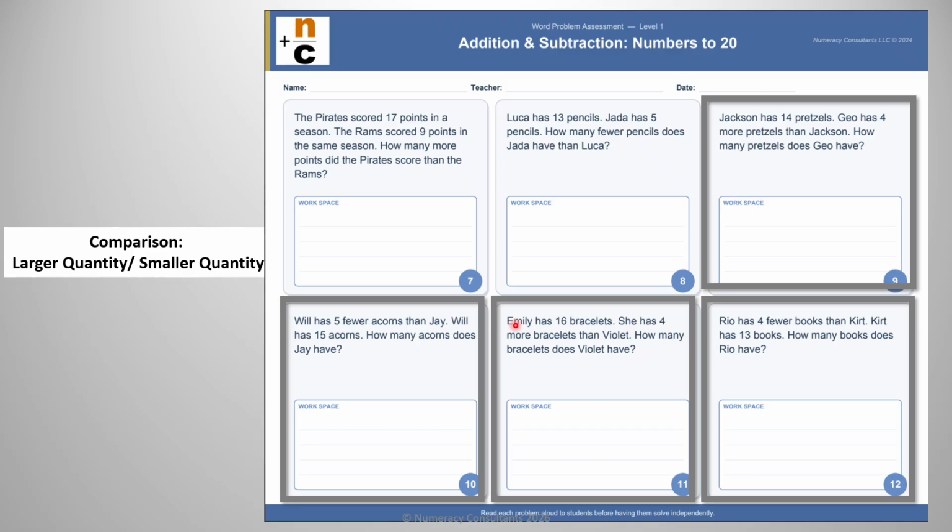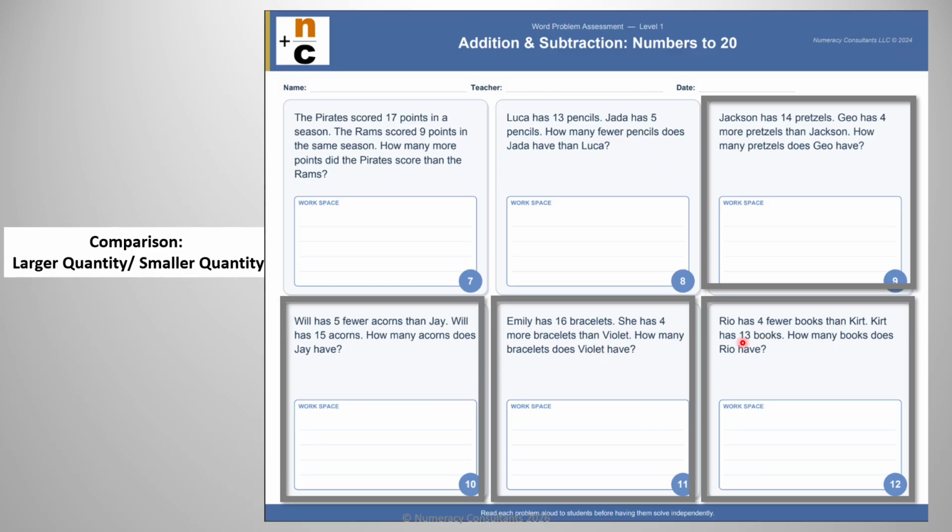This one's similar. Emily has 16 bracelets. She has 4 more bracelets than Violet. How many bracelets does Violet have? So with this one, we were solving for this one right here. We're solving to find out who has the lesser amount. We already know Emily has 16 bracelets, and we know that she has more than Violet. But that more makes kids think that you have to add, but actually when you break it down, you have to subtract. So these two are very, very confusing, because they see fewer and they think that you are going to have to add, and then they see more and they think you have to subtract. So it's really a language thing.